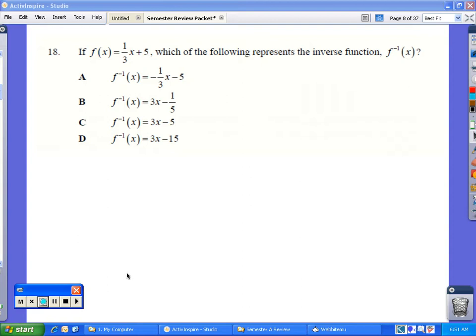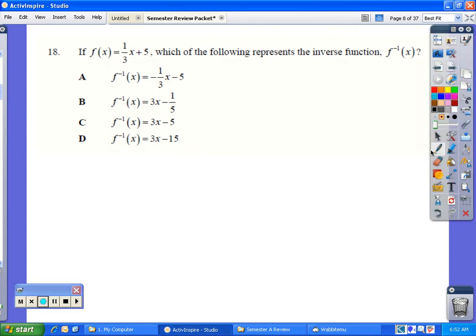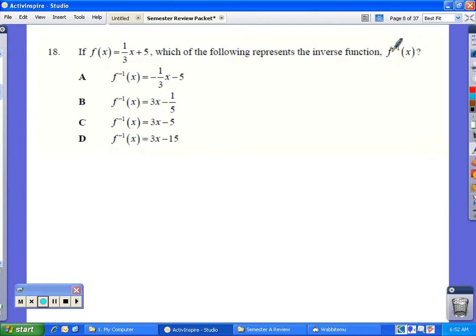Number 18, if f of x equals 1/3 x plus 5, which of the following represents the inverse function f to the negative 1 power of x? So please remember that that negative 1 represents the inverse, so whenever you see that symbol of negative 1, that's what that represents. So in this case, we are going to look for the function that is the inverse.